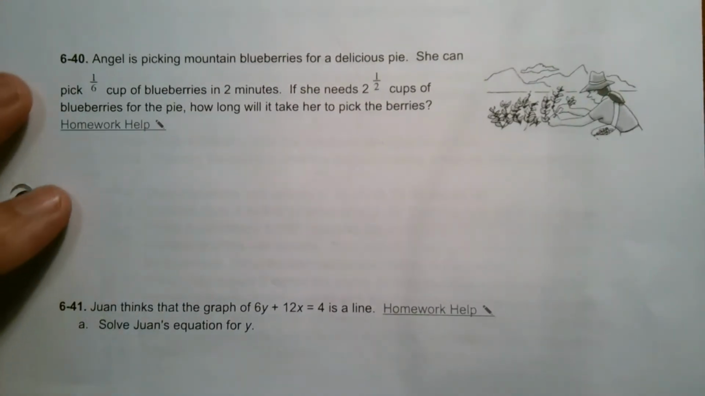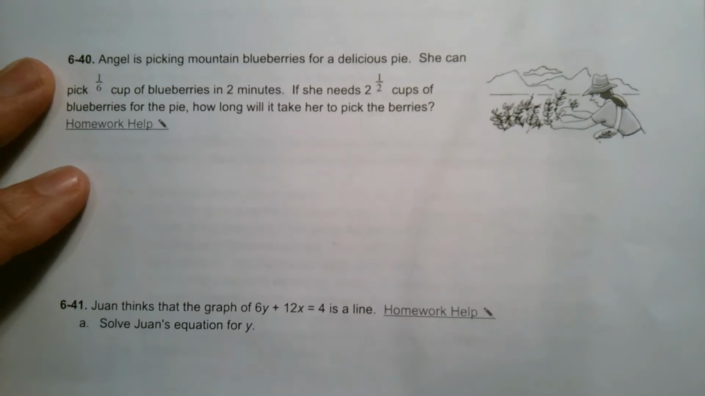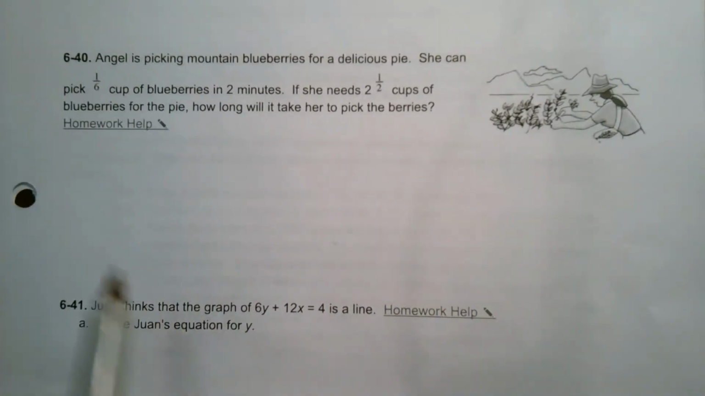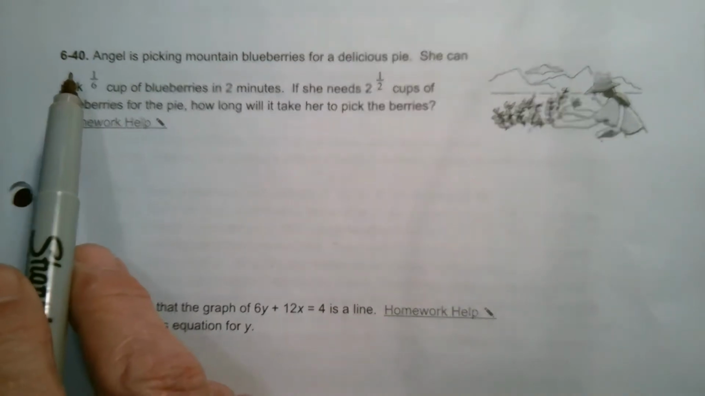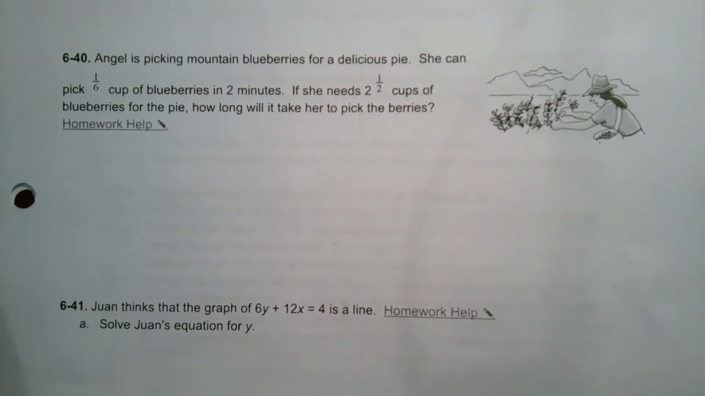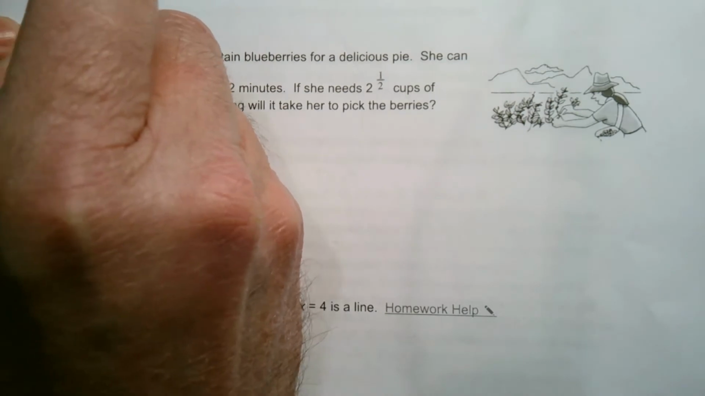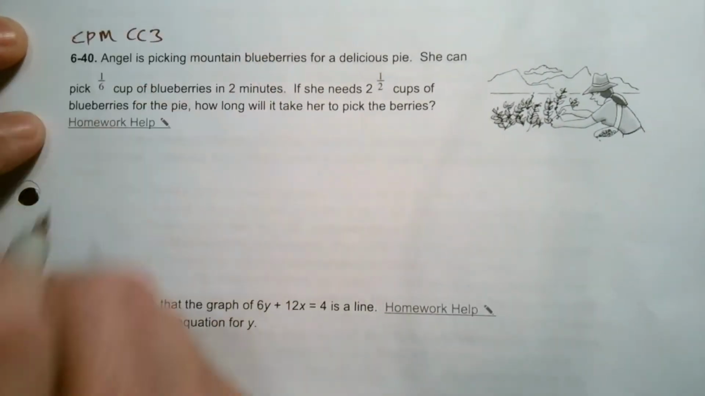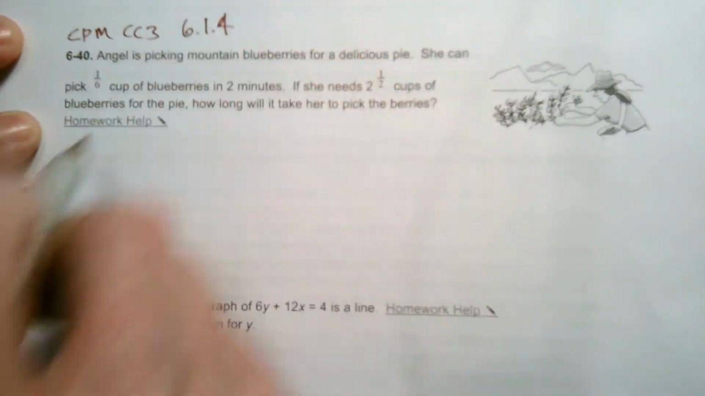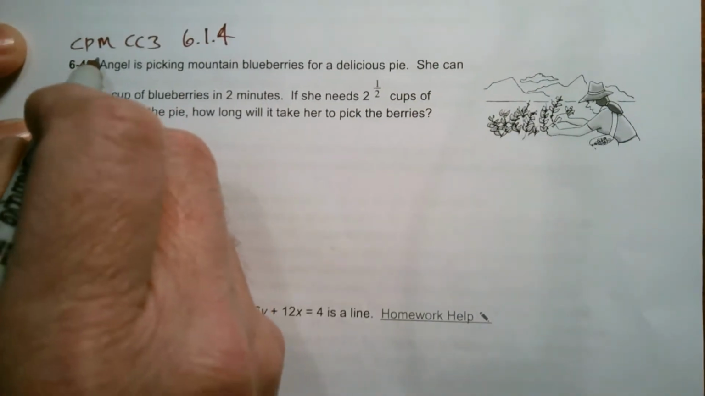All right, folks. So we've got a problem I'm dealing with. This is Mr. Dell. We are looking at a problem that has to do with ratios and proportions to determine missing values. So this is a problem from CPM's Course 3. This is section 6.1.4 and specifically number 6-40.